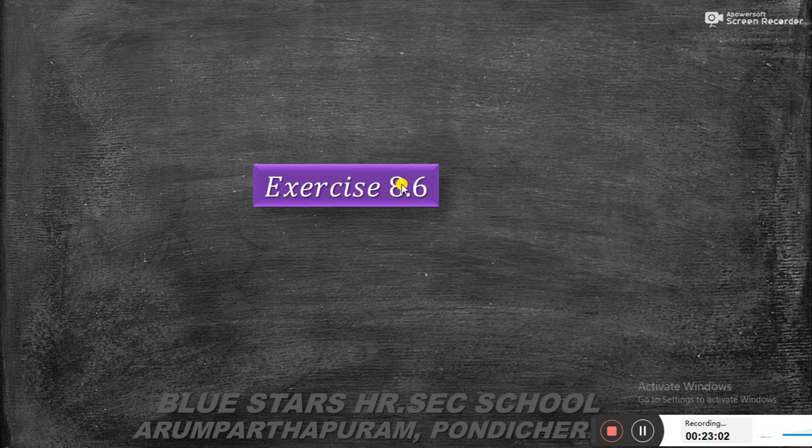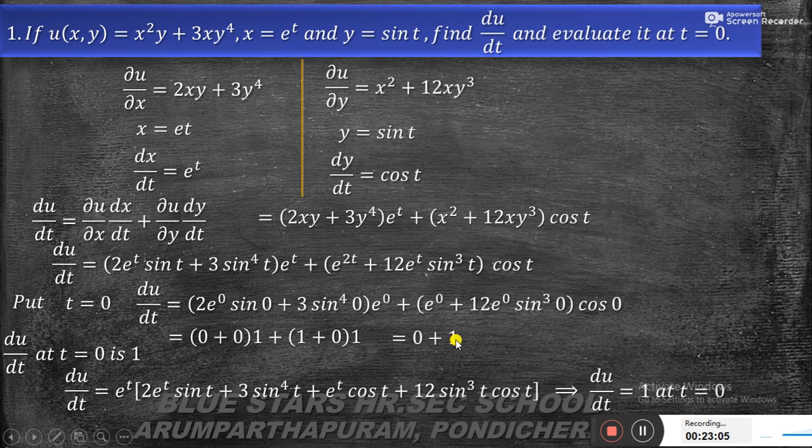So now we discuss exercise 8.6, the first problem. First question: if u of x comma y equals x square y plus 3xy power 4, x equals e power t and y equals sin t, find du by dt and evaluate it at t equals 0. So here the given function is u of x comma y equals x square y plus 3xy power 4, x equals e power t and y equals sin t. They ask about du by dt, evaluated at the point t equals 0.